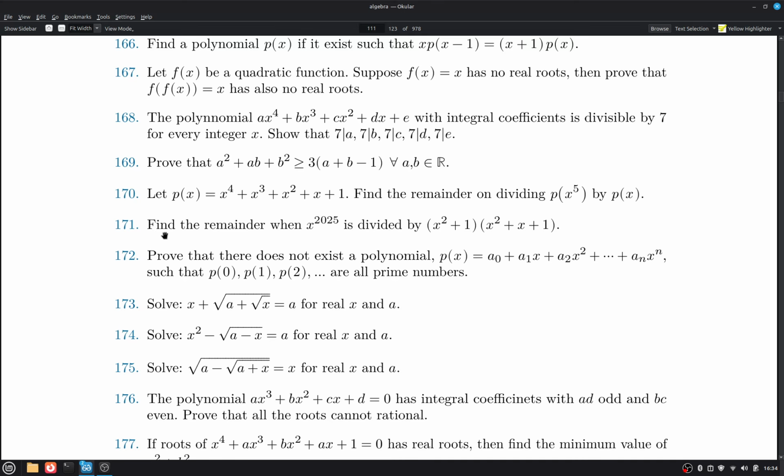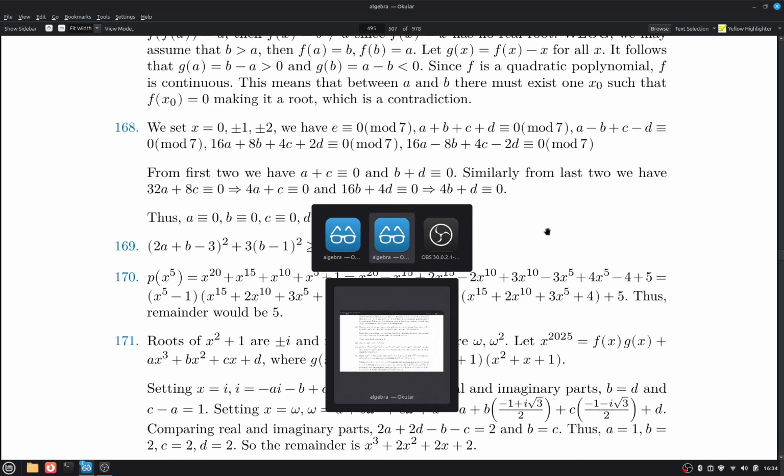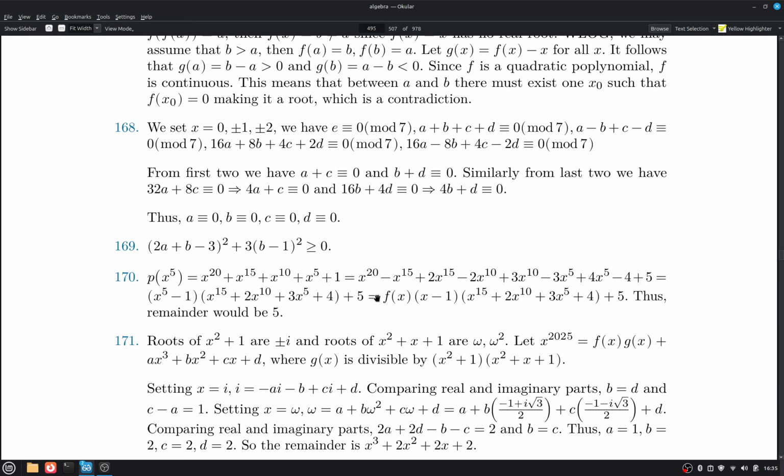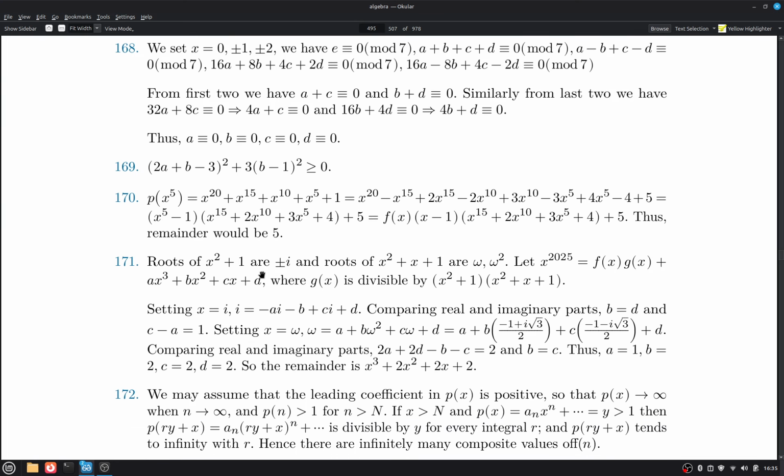Question 171 says: find the remainder when x to the power 2025 is divided by (x square plus 1) into (x square plus x plus 1). What we do here is we look at the roots of the two factors, x square plus 1 and x square plus x plus 1. So the roots are plus minus i and omega, omega square.